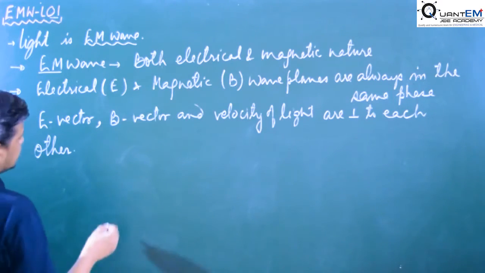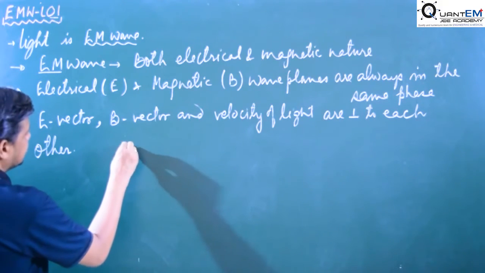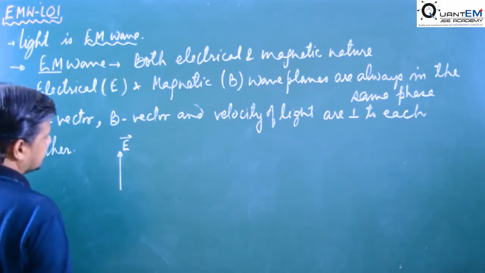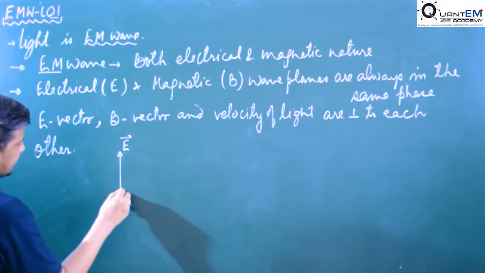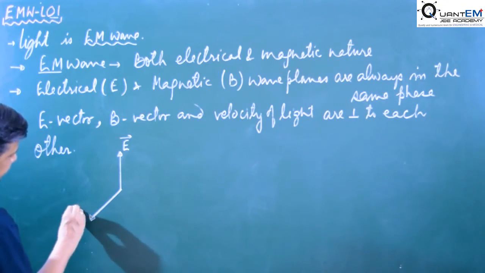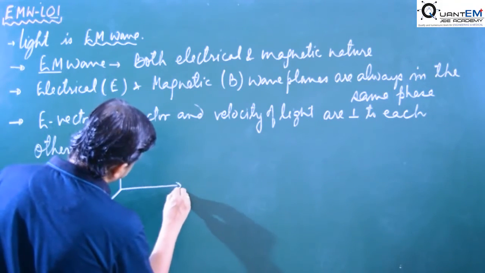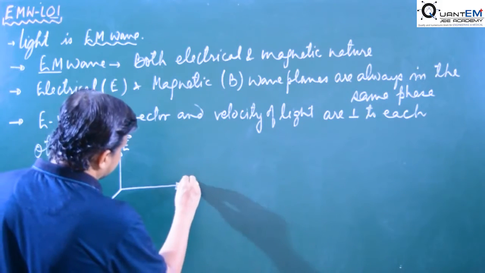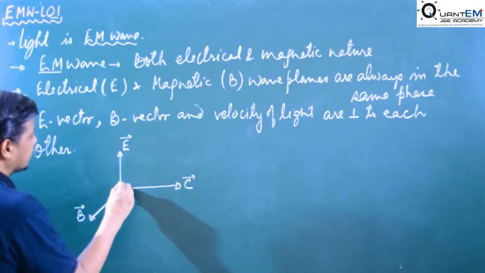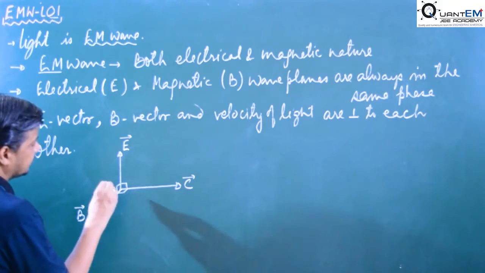See, if this line is E vector, this line is B vector, then velocity of light, तो ये तीनों ही एक दूसरे के परपेंडिकुलर होंगे. These all are perpendicular to each other.